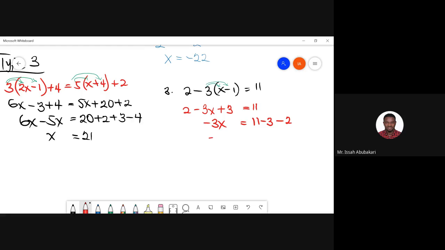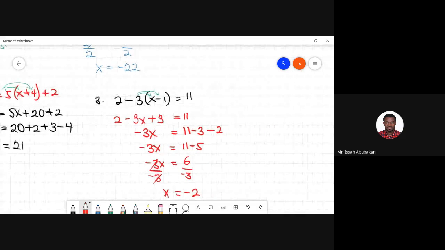Right. So we have minus 3x is equal to 11 minus 5. And minus 3x is equal to 6. We divide both sides by minus 3. You see, we've come back to type 1. Always, we come back to type 1. x is equal to minus 2. Is that okay? Now, if you have a question, let's solve the last question. And then I'll try to give you an assignment.